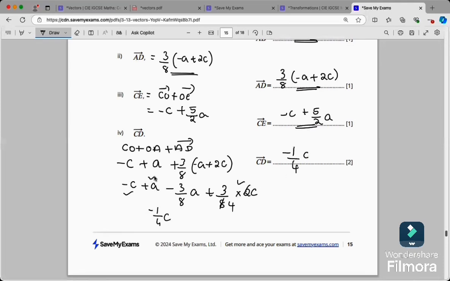and then now take the value for the A. So 1 minus 3 over 8, which is going to be 5 by 8. So plus 5 by 8A. This is the final answer.